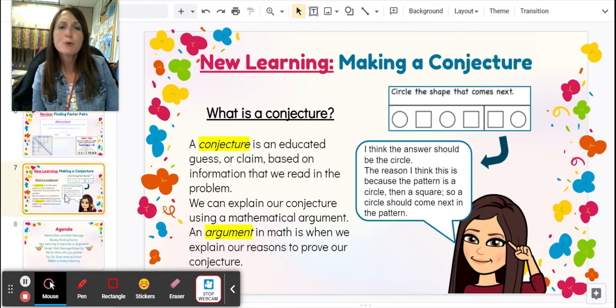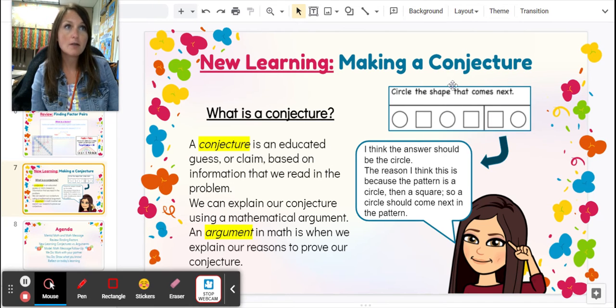Now, our new learning today, because we're going to use that information, is making a conjecture. So that's a really difficult word. What is a conjecture? Well, a conjecture is an educated guess or claim based on information that we read in the problem. We can explain our conjecture using a mathematical argument. An argument in math is when we explain our reasons to prove our conjecture. It doesn't mean you're actually arguing with somebody like, no, I'm right. I know I'm right.